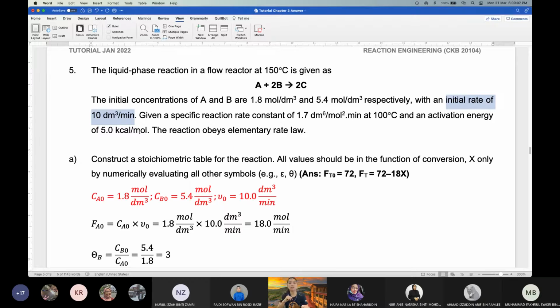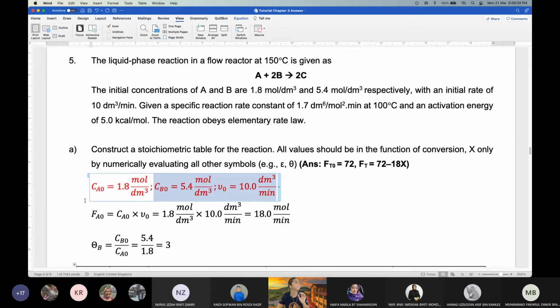So again, dm cube per minute changes to the dimension dm cube volume, minute time. Volume per time, volumetric flow rate. Then volumetric flow rate, as you know, has initial and final. Here it says initial. So this is the initial volumetric flow rate, epsilon naught. Okay, so epsilon naught is given as 10 dm cube per minute, as I showed in the red writing. So CA0 is 1.8, CB0 is 5.4, epsilon naught is 10 dm cube per minute.